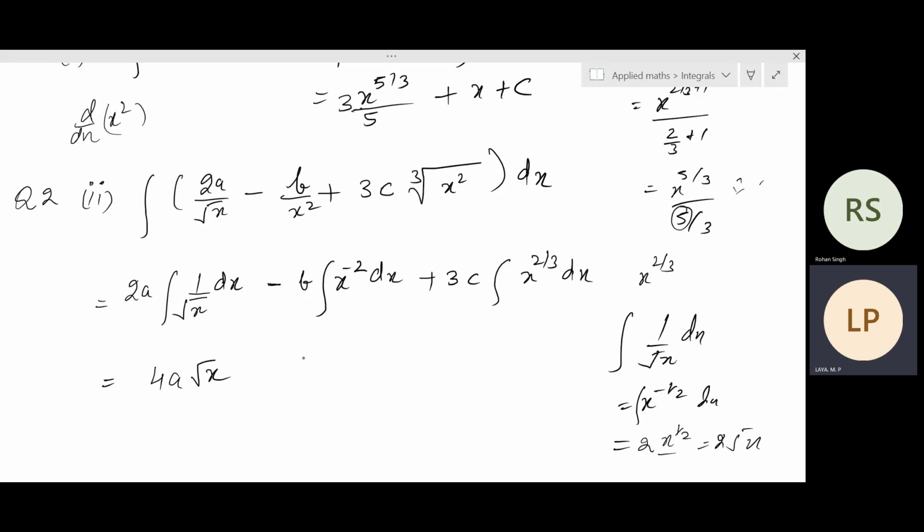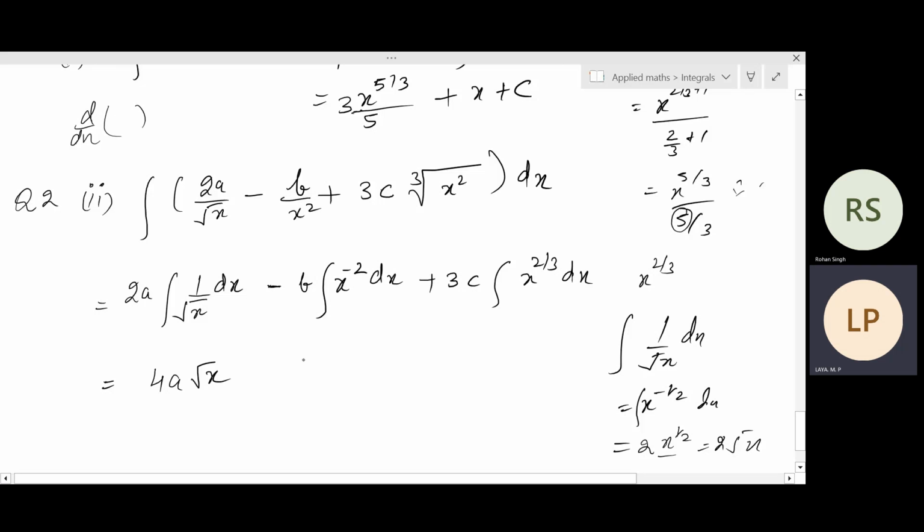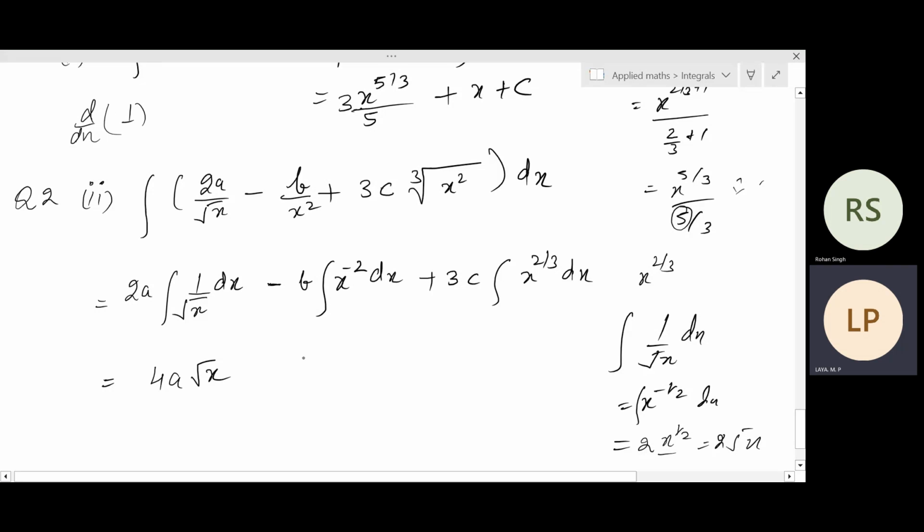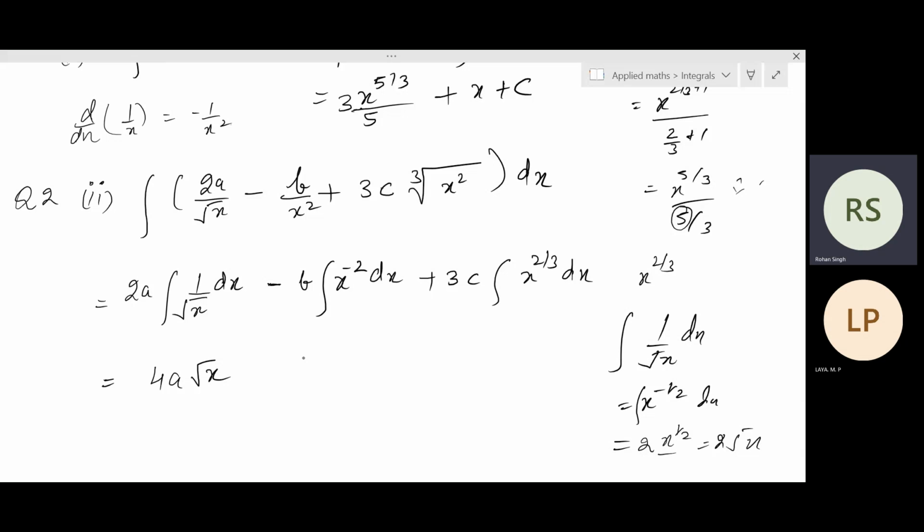Yes, I said the derivative of 1 by x will be minus 1 by x squared, right? So we can just substitute 1 by x there. Yeah, yeah. So you have negative 1 over x square. So the integral of negative 1 over x square will be 1 over x, right? We can do that. So we'll get plus b by x, right? Because the negative sign is taken here.